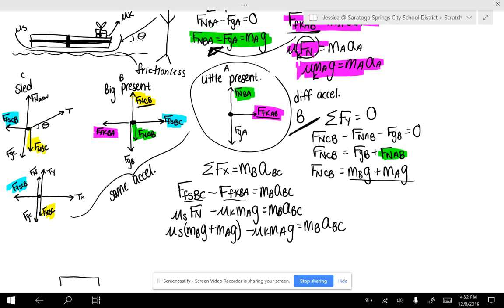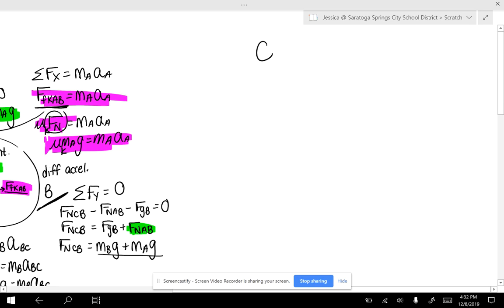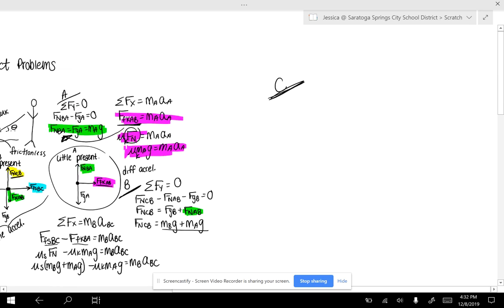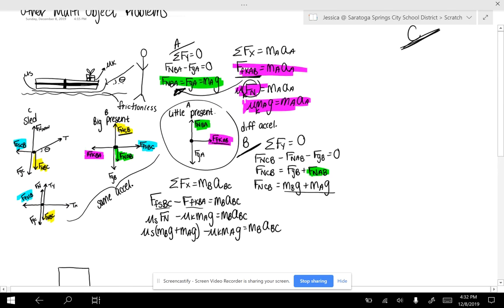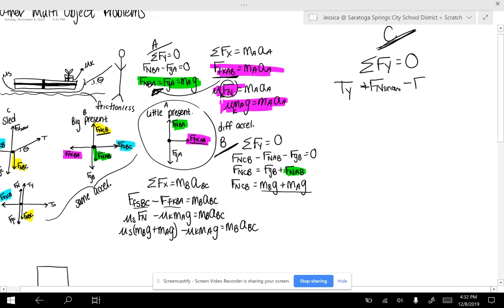So the last free body diagram we have is for letter C. I'll zoom out a little bit so I can see C. In the y direction for C, we're at rest. We have a couple of different forces. We have a tension in the y direction. We have a normal force from the snow. Those two should be added together since they're both upwards. We have the force of gravity of the sled minus the downward normal force from the bigger present on the sled.